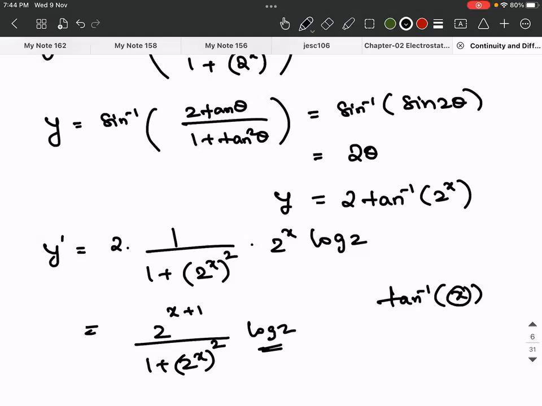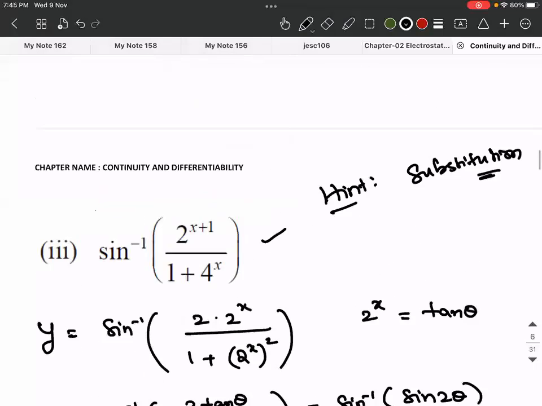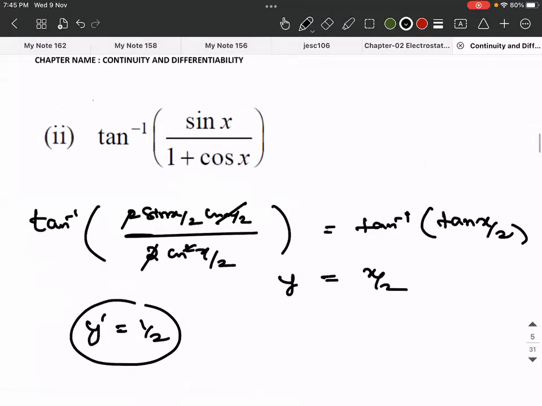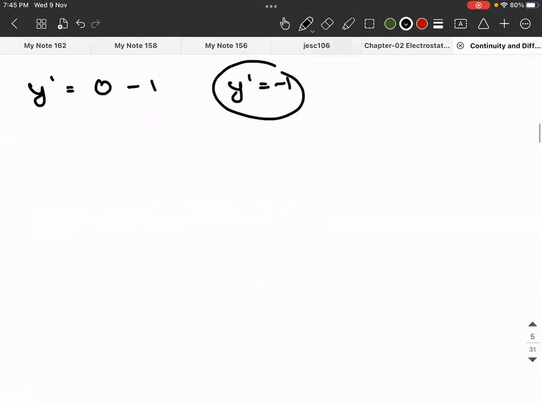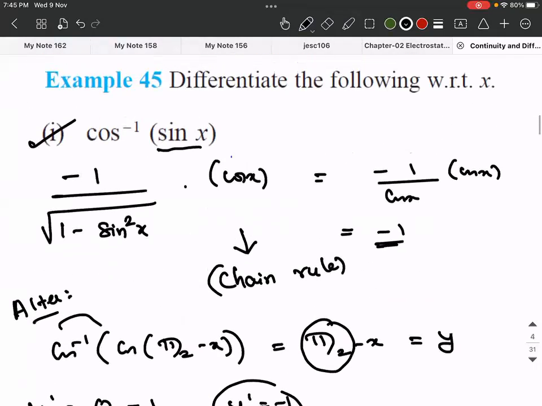Sir, in the case of x, but in the previous problem, we didn't use it. No, sir. One second. I didn't get you. Which problem did I not use it in? Okay, okay, sir. Got it? Yes, sir. Okay.